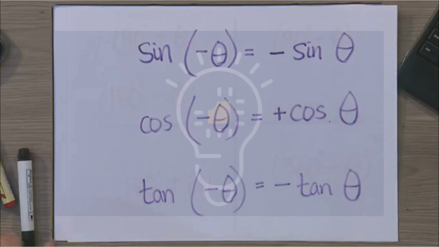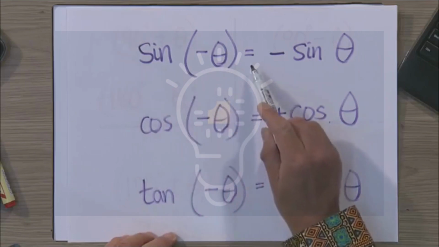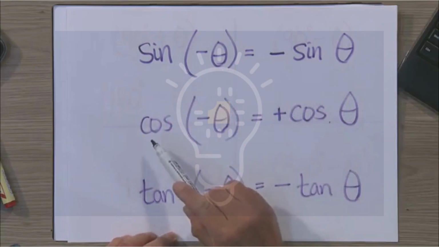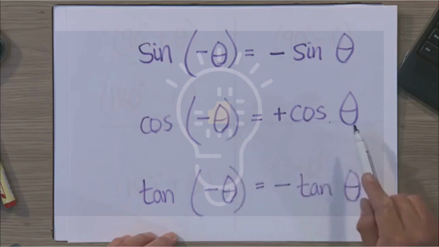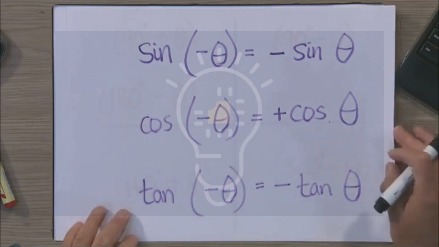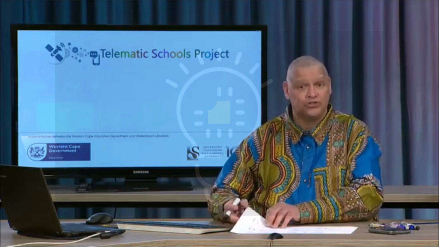This is something that you dealt with in grade 11. The sine of minus theta, you learned, is equal to minus the sine of theta. The cosine of minus theta is equal to positive cosine theta. And the tangent of minus theta is equal to minus tan theta. These are the negative angle rules that play off in our entire approach to trigonometry.